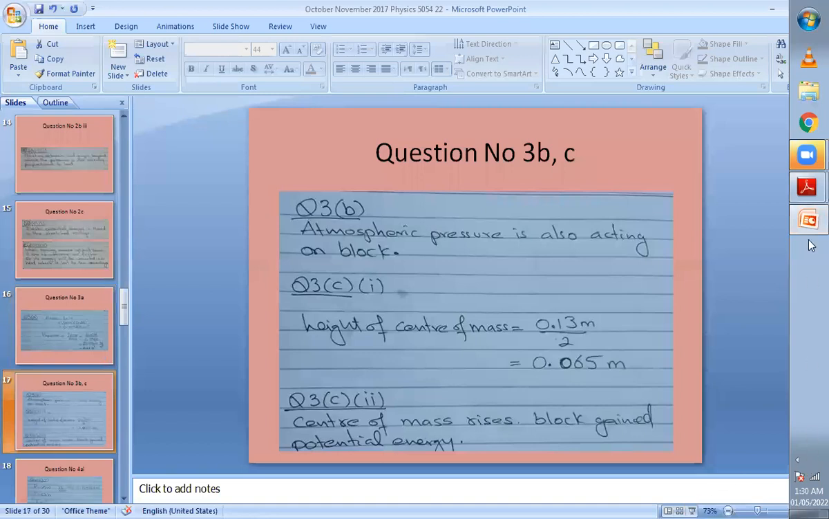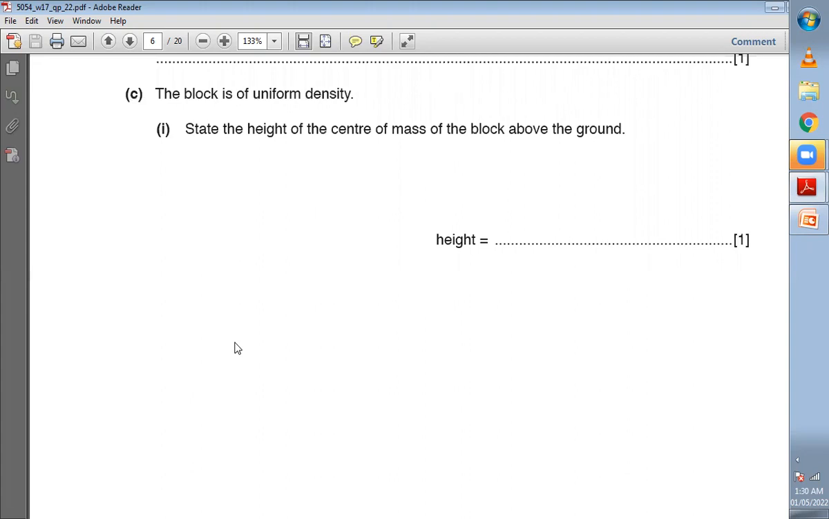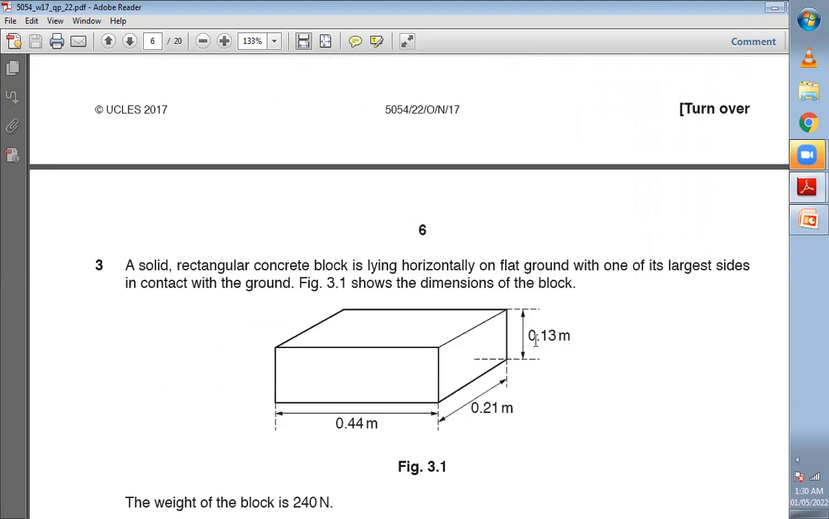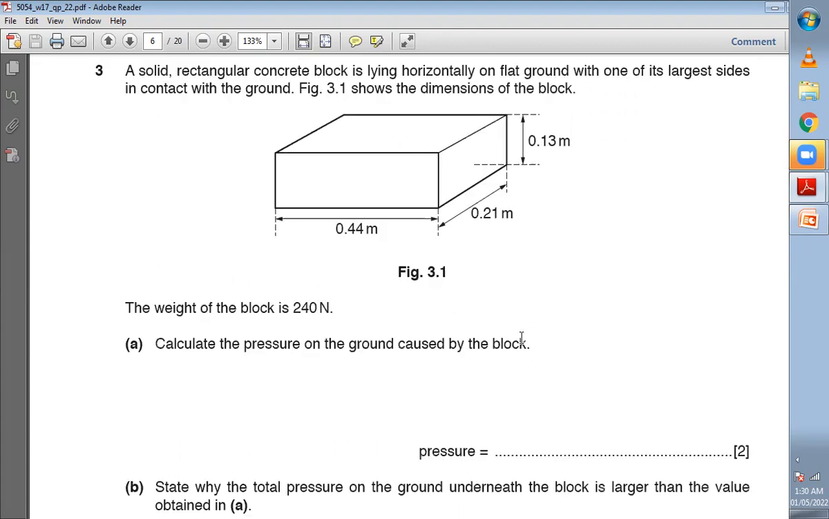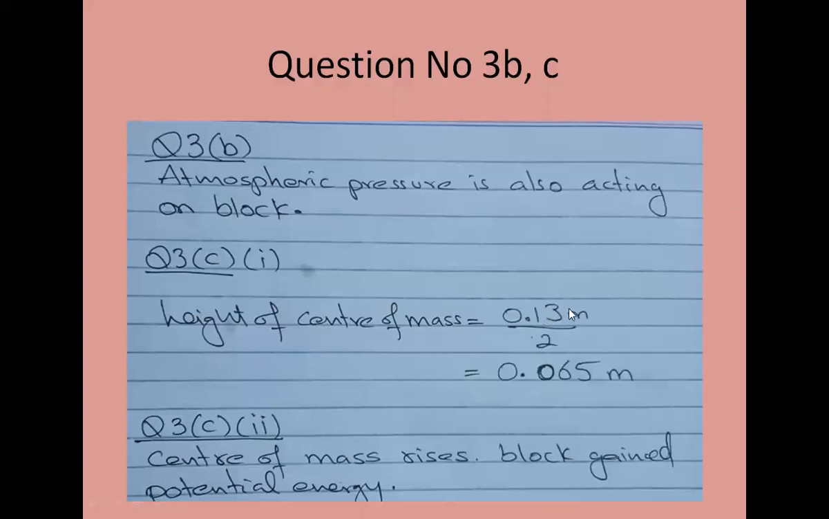Okay, so the next part. The block is of uniform density. State the height of the center of mass of the block above the ground. You see, this is the height of the block, that's 0.13 meter. The center of gravity or center of mass will be in the center, so its height will be half of this height. Okay, 1-mark numerical. So the height of the center of mass will be 0.13 meter, the height of the block, divided by 2. So it will be 0.065 meter.